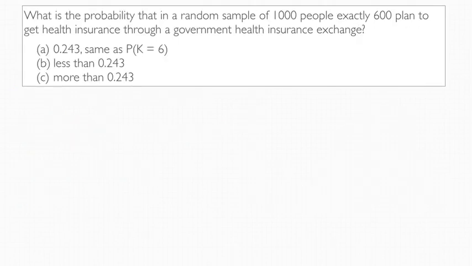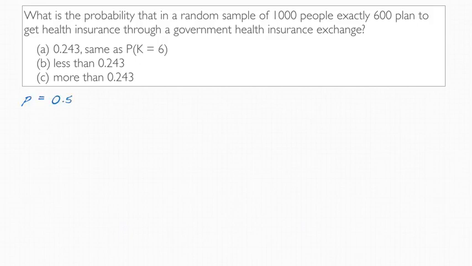Let's take a look at another question. What is the probability that in a random sample of 1,000 people, exactly 600 plan to get health insurance through a government health insurance exchange? The options are 0.243, that's the same as the earlier probability we calculated where k was equal to 6 and n was 10, less than 0.243, or more than 0.243. We want to answer this question without doing any calculations, as it's aimed to assess reasoning and conceptual understanding as opposed to just computational ability.